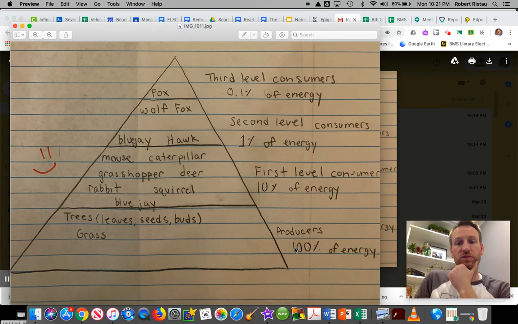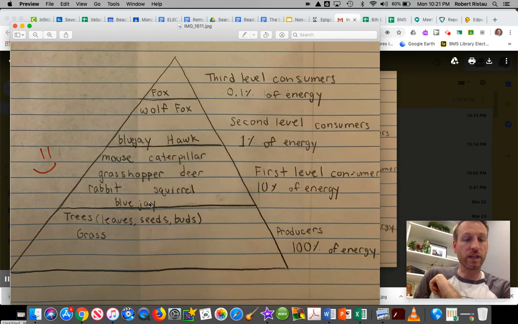So she has the producers, and first level, second level, third level, and she has the correct percents. So the Blue Jay can be in 2 levels. They can either be first level if they eat stuff from the trees, or they can be second level if they eat the caterpillar. So she has them in both. And then because the fox eats the Blue Jay, when the fox eats the Blue Jay and the Blue Jay happened to eat the caterpillar and the caterpillar ate the trees, then that food chain gives us this third level where the fox is by itself. Okay? And so this is where some of you lost the point on that because you didn't have fox up there.